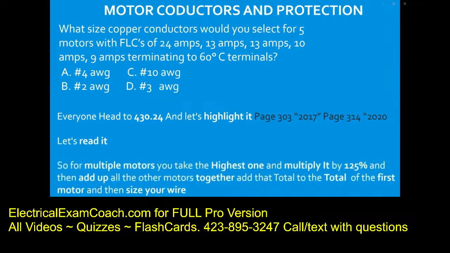So what this is stating, to simplify it for you, is that when you're dealing with multiple motors, you take the highest motor, so the highest FLC of all of them, and you multiply that FLC by 125%. Then you add up all the other motors together and total them back to the first one that you did the 125% on, and you take that number and go size your wire. Let's practice it on the next slide.